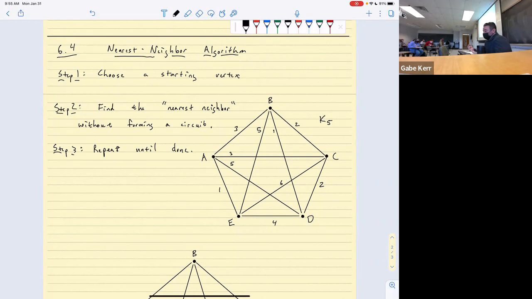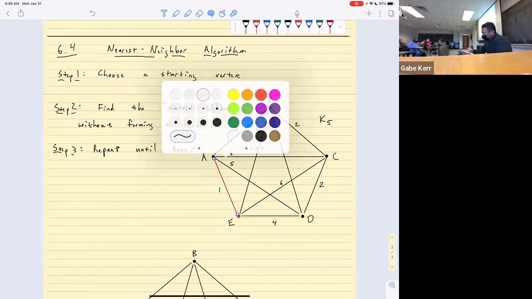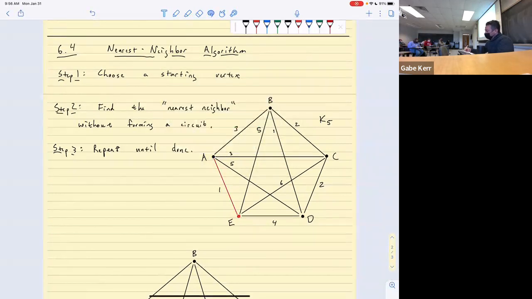Okay, so we need to do step 1. Let's say we choose our starting vertex at E. Now we look at all of the edges out of E, we've got 4 of them, and we look at their weights. What edge has the smallest weight? Yeah, A, the edge going to A. So we'll choose that edge as our first edge. Now we're at A.